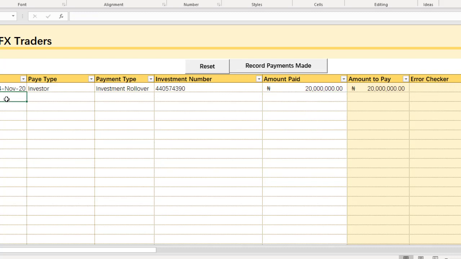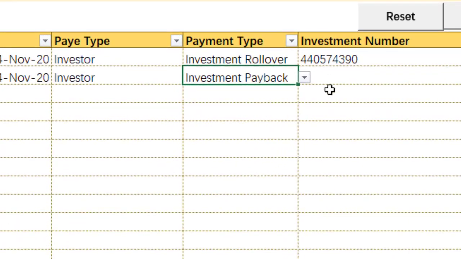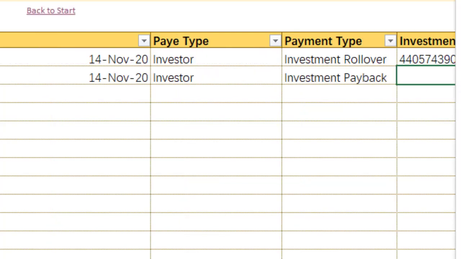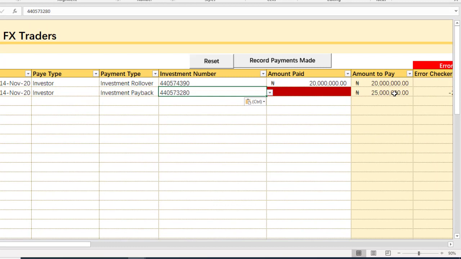So let's also do the same for You don't mean it, who wants to terminate, 14th November 20. Investor, this time around, investment payback. It means this investor wants to take the capital back, wants to terminate the investment entirely. So you enter the investment number. If you know the investment number, you can select from the list. Otherwise, just type it here or copy and paste. But you have to put the exact investment number. You can see the investment amount to repay is 25 million. So you type 25 million there.